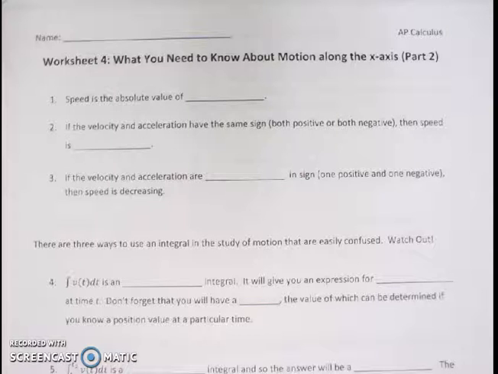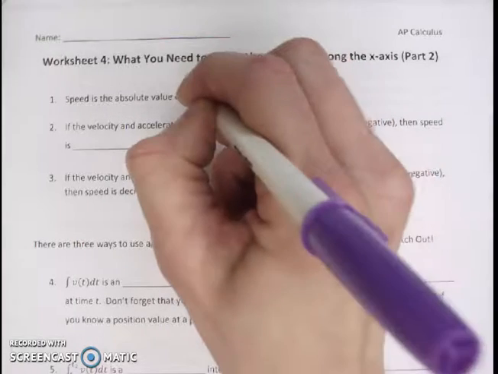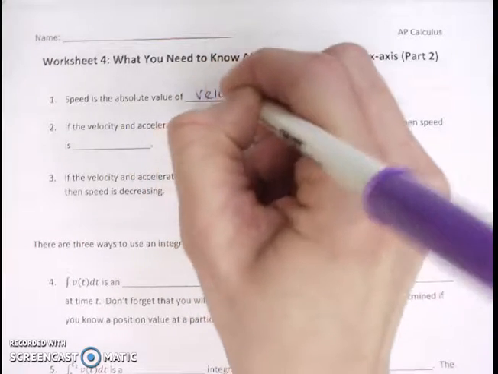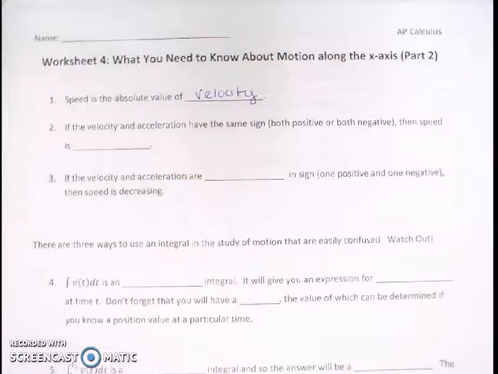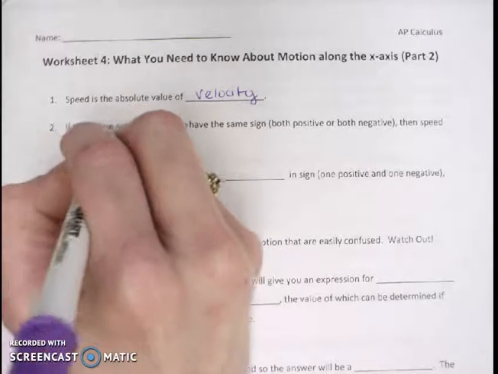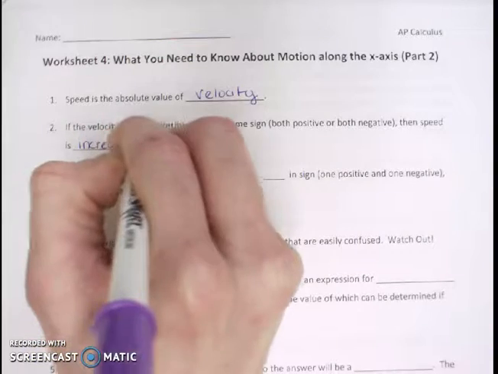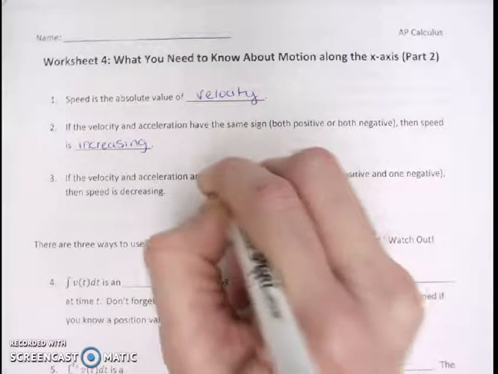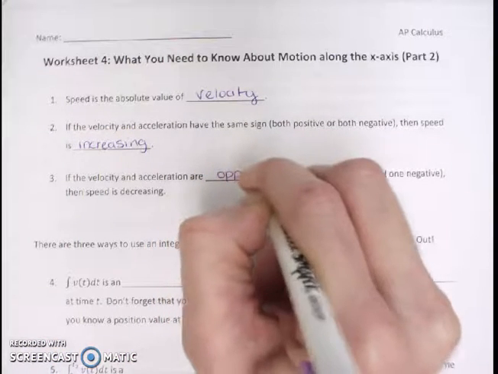In this video we're going to continue our discussion on particle motion, and we're going to add in antiderivatives into the equation. So first of all, just a few more things we need to know. Remember, speed is the absolute value of velocity, and you looked at that in worksheet 3 when you filled it in for homework, hopefully. If the velocity and the acceleration have the same sign, then speed is increasing. And if velocity and acceleration are opposite in sign, then speed is decreasing. And you explored that in worksheet 3.